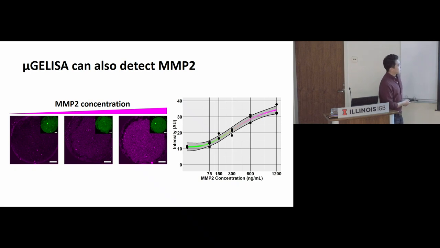And not just IL-6, I tried this with MMP2, which is another activation marker for hepatic stellate cells. As you can see, there is presence of microgels here, but not much detection. But as you increase the concentration of MMP2, you start seeing a higher intensity of detection. And if you notice, the fit is much wider. This is just because my system was optimized for IL-6 detection. I bet if you optimize it for MMP2 detection, you could get this at a lower concentration and at a wider range.